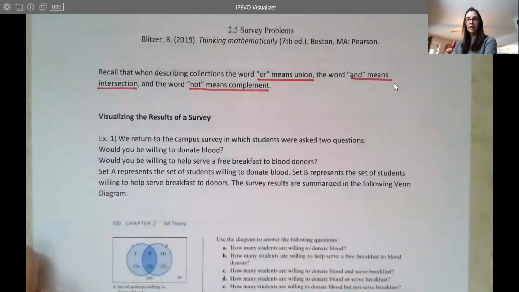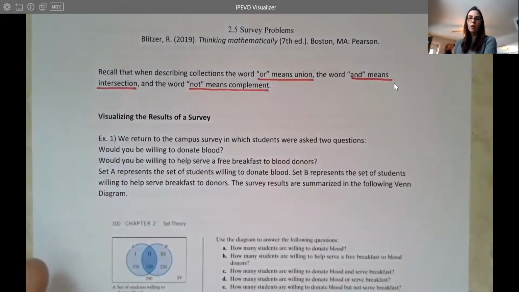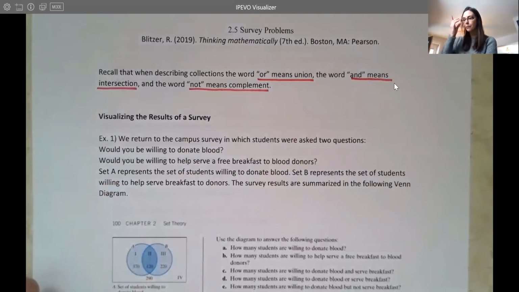So when we're reading things in word form, we tend to use words like or, and, not, rather than union, intersection, complement. So we have to change that in our brains in order to interpret the Venn diagram correctly, right? Or interpret the set rules correctly. So let's do a couple examples with our surveys.